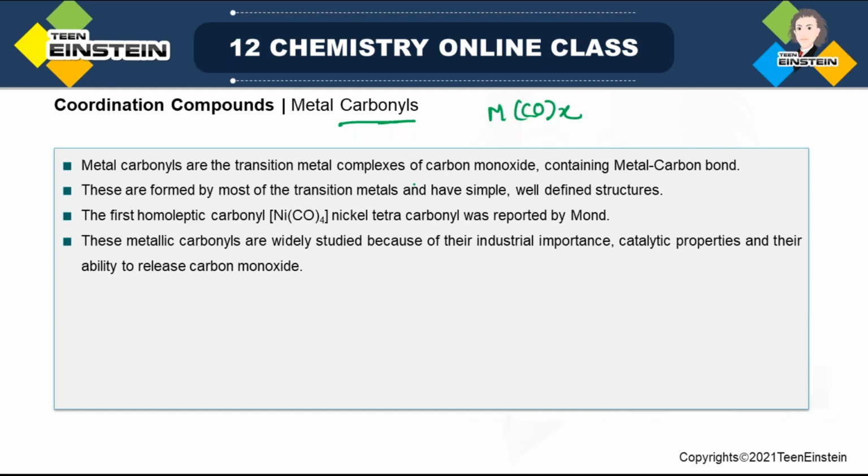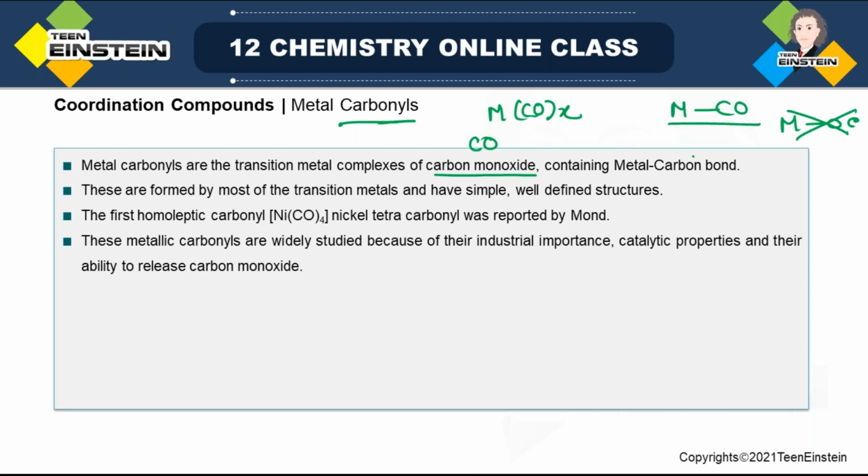So these are the transition metal complexes of the carbon monoxide ligand, and the metal is attached to CO. And remember, when we are talking about the carbon monoxide ligand, it is always making the bond through carbon. It is not like this, that carbon is on this side and oxygen is towards the metal. This is completely wrong. This is the correct way of writing the structure: the metal is interacting through the carbon of carbonyl, not through oxygen.